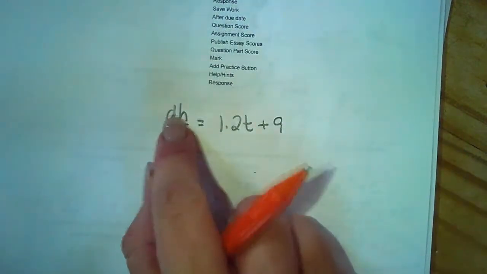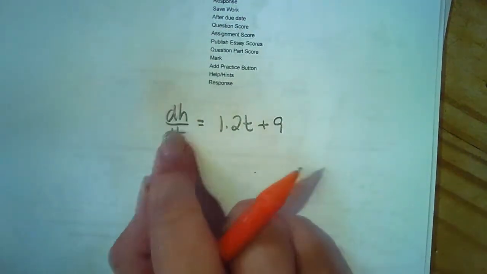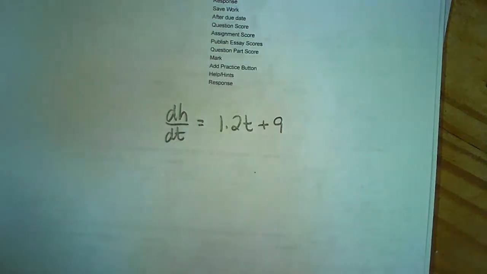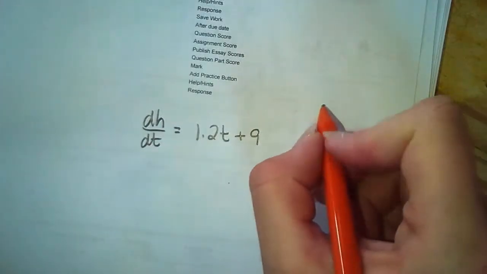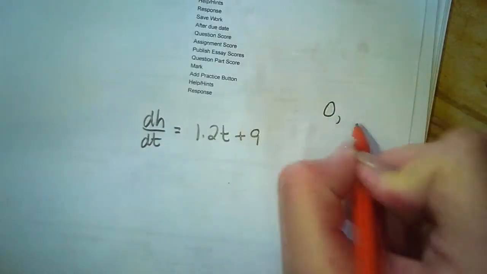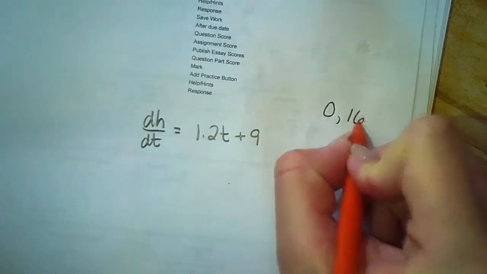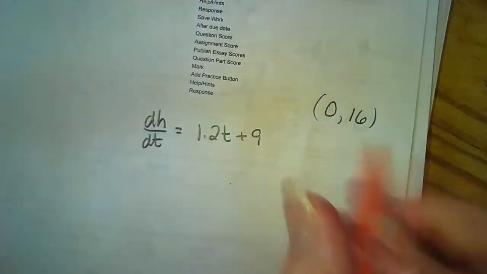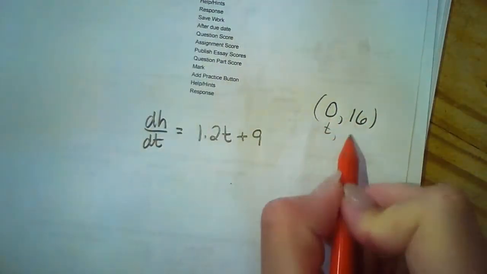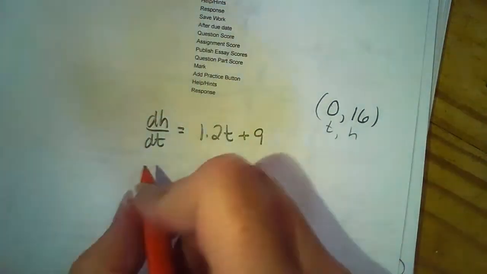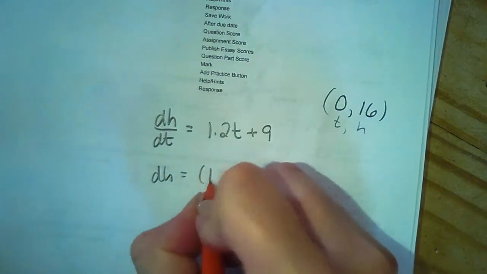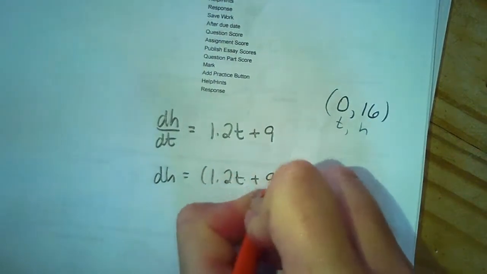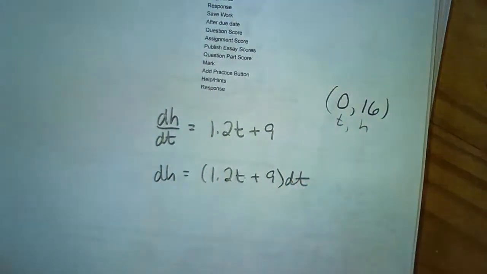So what this is saying is, how is the height changing as time changes? Okay. So the seedlings are 16 centimeters tall when planted. So you know that when they are planted, or when t is 0, they are 16 centimeters tall. So you are given an initial condition where this is t and this is h. So multiply both sides by dt. So dh equals (1.2t plus 9) dt.